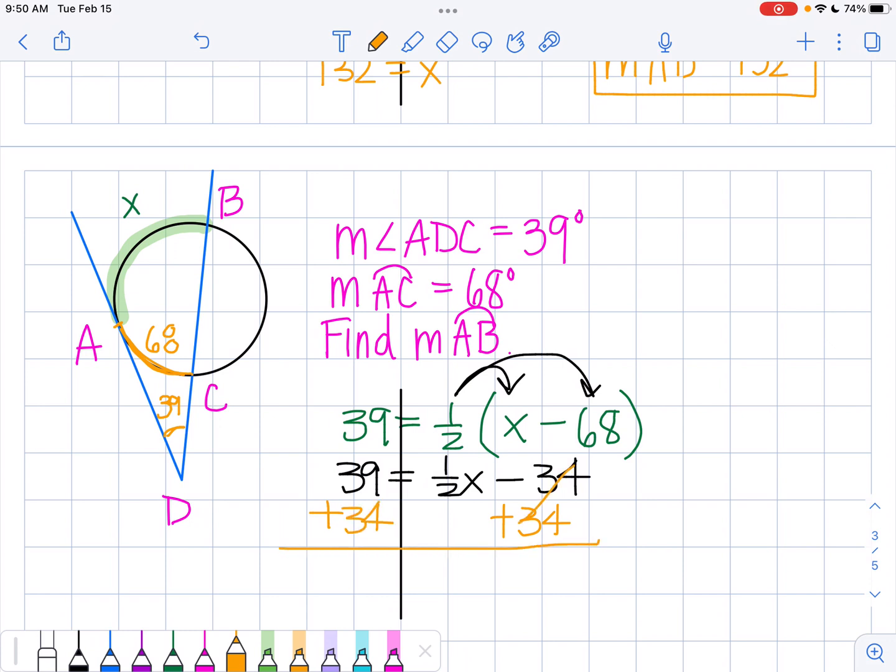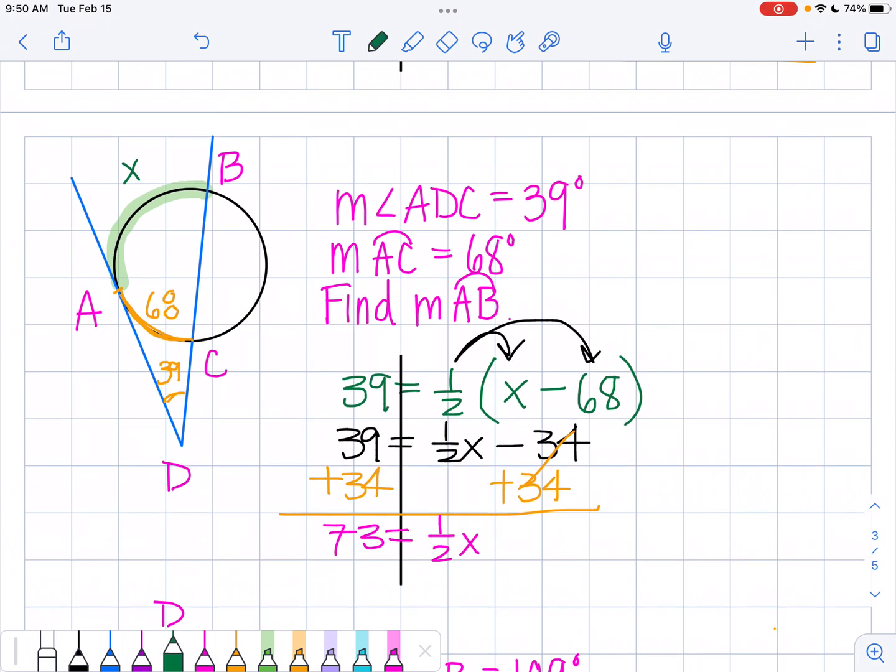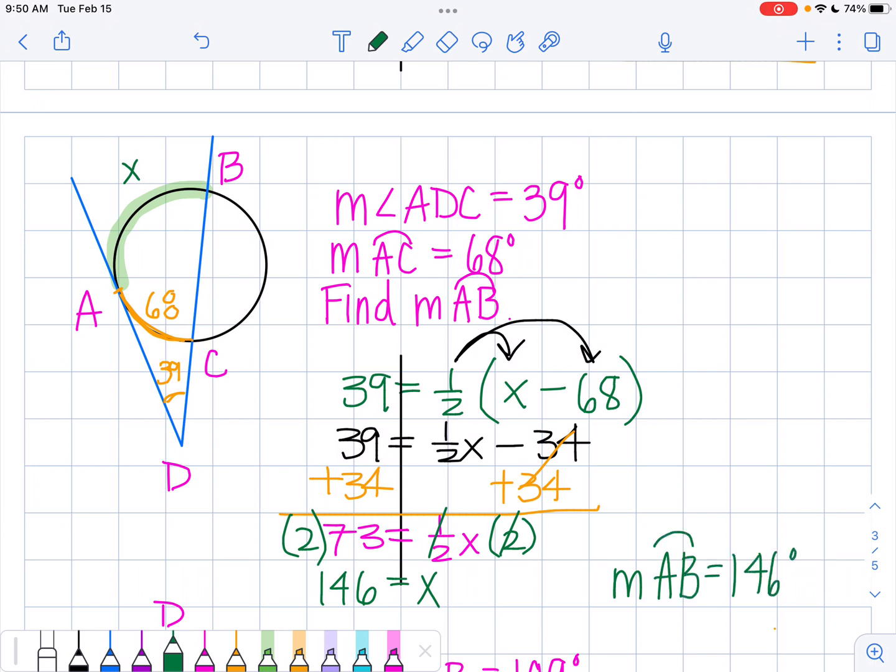So this is going to cancel out. Whoops, sorry. 39 plus 34 is equal to 73, which is equal to 1/2 x. Okay, and to get rid of this 1/2, I'm going to multiply both sides by 2. So 73 times 2 is equal to 146, which is equal to x. So I can say that the measure of arc AB is equal to 146 degrees.